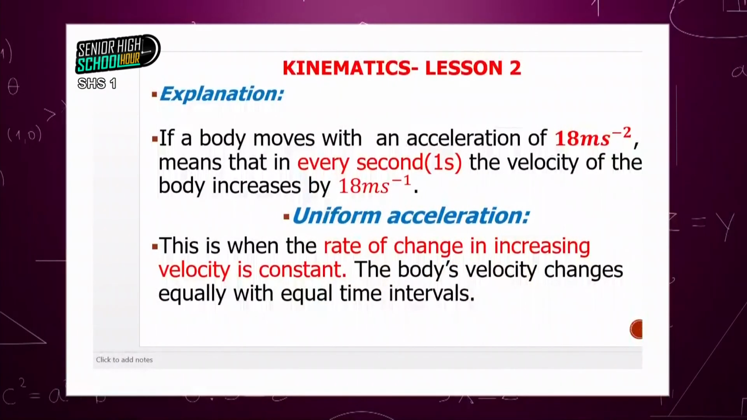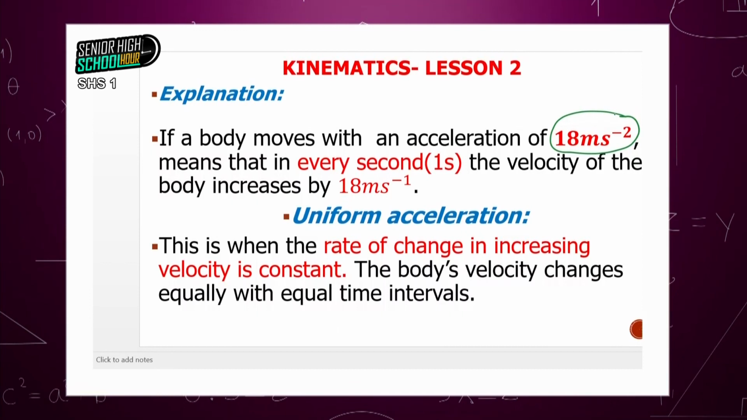So what does this mean? Let us try to see if we can explain this. A body moves with an acceleration of 18 meters per second squared. So what does this really mean? Note that in 18 meters per second squared, you have meters per second and another second. So if a body moves with an acceleration of 18 meters per second squared, then it means that in every second, the velocity of the body increases by 18 meters per second.